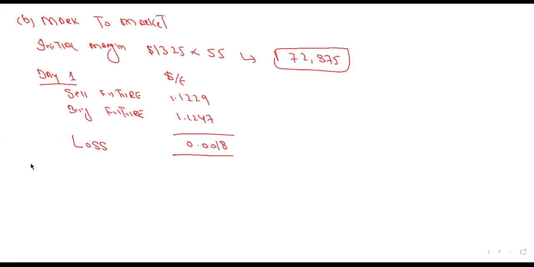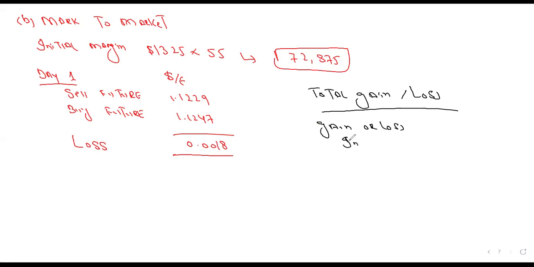Now, one important thing in the currency questions, if you have to compute the total gain or loss, the formula is: gain or loss in ticks into tick value into number of contracts. Now, first of all, how will you convert this loss into ticks?